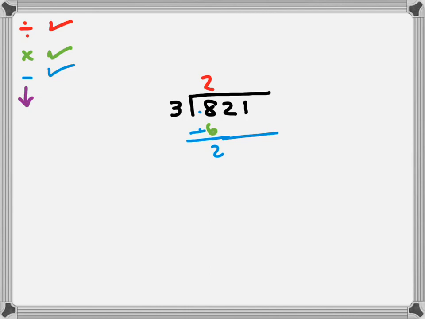Right, we're going to bring down what? We're going to bring down the 2 that's standing there. It's going to come and stand. It makes 22. So we brought that down. Now we're going to divide again.